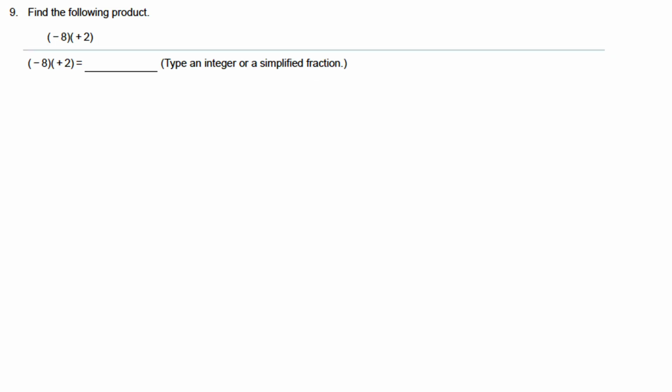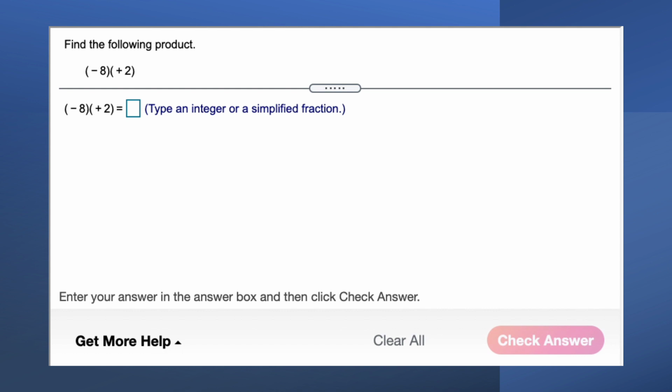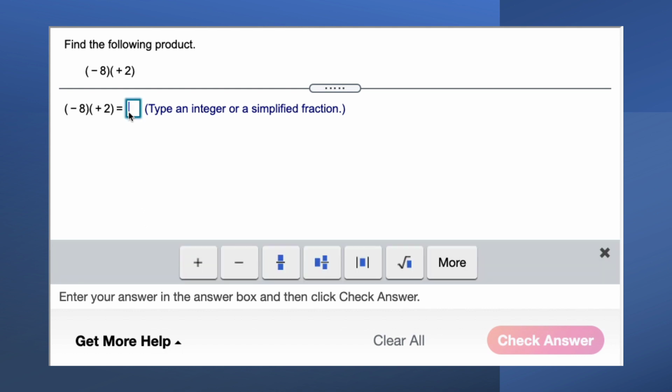Find the following product, negative 8 times a positive 2. These numbers have opposite signs. The 8 is negative and the 2 is positive. So a negative times a positive is a negative. I know my answer is going to be negative, and 8 times 2 is 16. So my answer is negative 16. When we go to MyMathLab, we'll type in a negative 16. The negative sign and then 16.